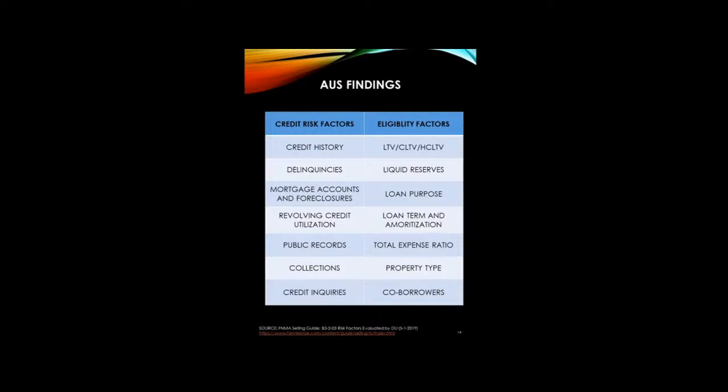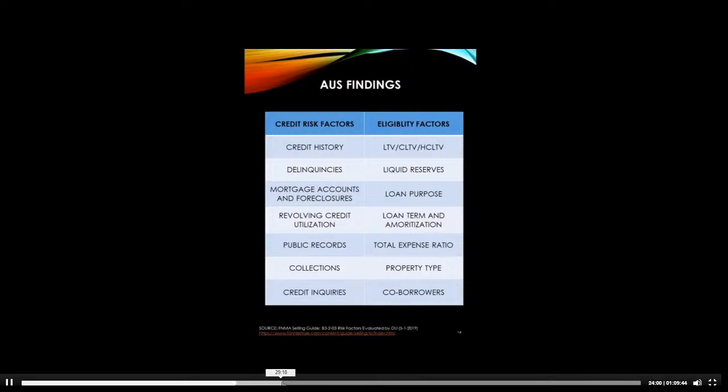The eligibility factors are LTV, CLTV, and HCLTV. Those are all your LTV qualifications. Your liquid reserves: how much cash the borrower has in the bank account or in their retirement accounts or some type of savings. Loan purpose: why are they doing this loan?